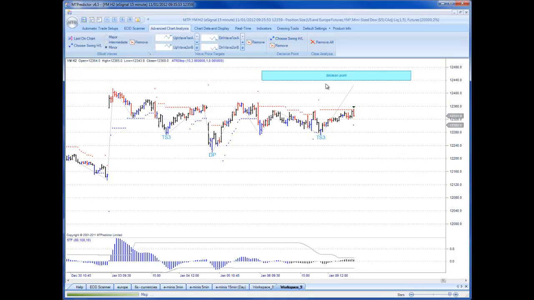Very easy indeed, and as you can see, this level is then placed on the chart for you, and before the market gets there. In other words, it's in advance. It's not like most technical indicators that are lagging. It's a leading indicator. So let's see what happened.